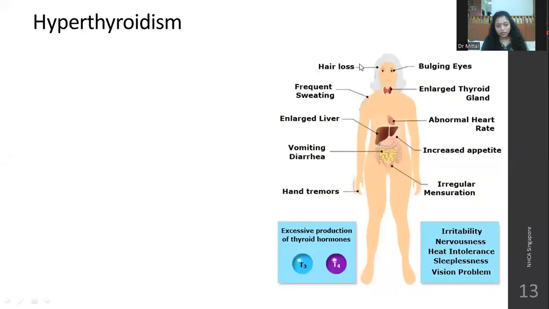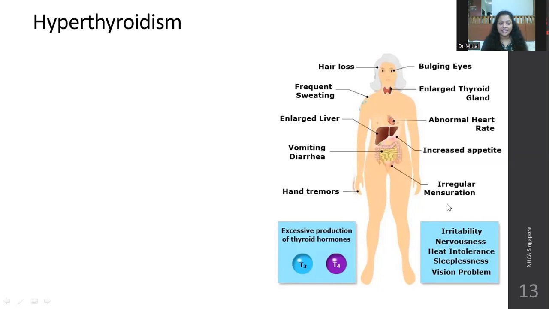Hyperthyroidism: again, hair thinning and hair loss is seen in both. Bulging eyes, enlarged thyroid gland, frequent sweating, and heat sensitivity is here, not cold sensitivity. Enlarged liver, abnormal heart rate is quite high, cardiac output is quite high. Increased appetite is seen in hyperthyroidism. Vomiting and diarrhea, that is the gastrointestinal issue.